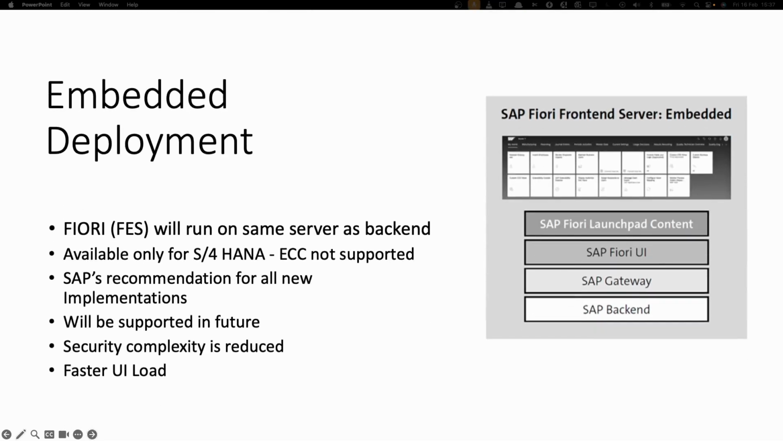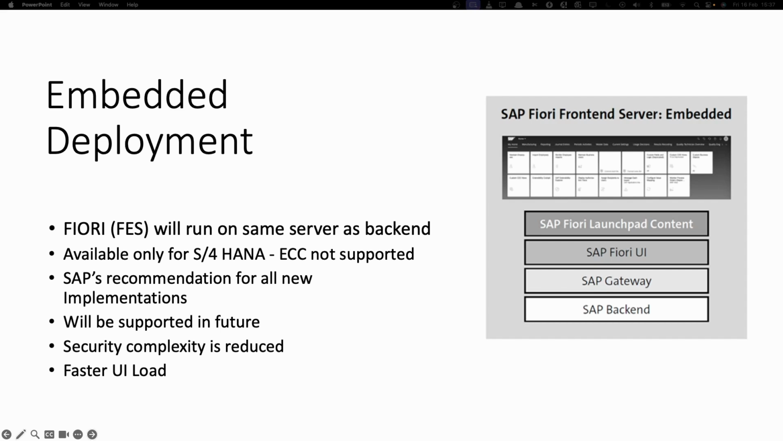Let's take a look at the other deployment option, which is embedded deployment. This is the recommended approach as of now. What happens in this configuration is your S4 HANA system as well as your Fiori frontend will run on the same server, and that's why the name embedded. Again, as I mentioned earlier, this is only possible if you have already migrated to S4 HANA, or if you are migrating to S4 HANA. ECC doesn't support this. So that's a prerequisite for running embedded deployment.